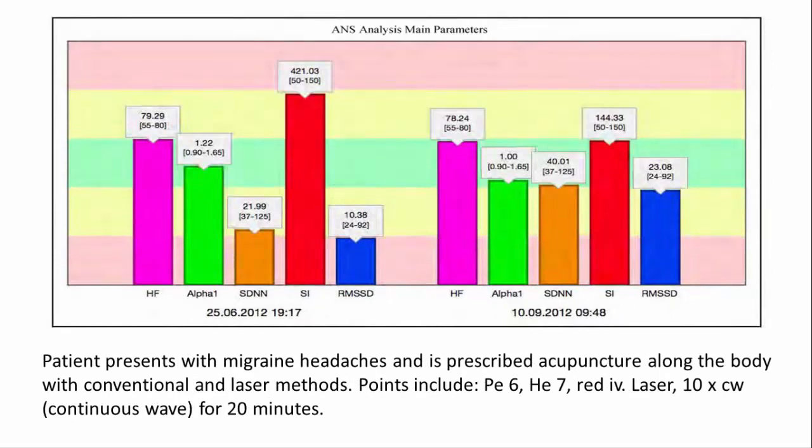This patient presents with migraine headaches. The analysis detects high sympathetic tone, nearly in the red range, and very low parasympathetic activity. Acupuncture is prescribed with points such as pericardium 6 and heart 7. Also, an application of red laser, continuous wave for 20 minutes. This therapy was applied over a course of 3 months and showed a significant reduction in sympathetic tone, bringing it back into the green range, as well as a considerable increase in parasympathetic activity and an overall increase in median heart rate variability.